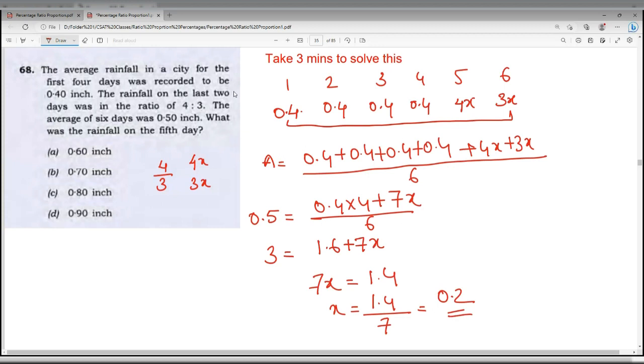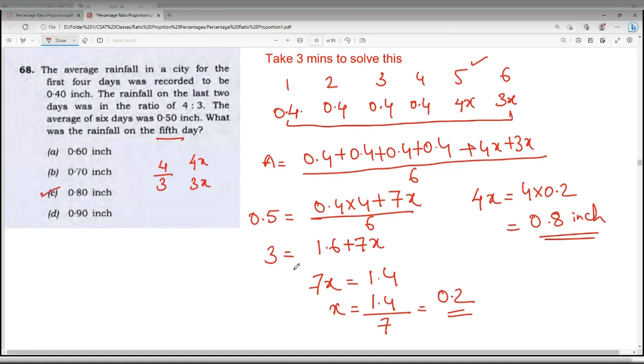And we are supposed to calculate what was the rainfall on the 5th day. On the 5th day it was 4x inches. So we have calculated x here. So 4x would be 4 into 0.2. That is 0.8 inch. So please be careful here. They have not asked what is x. They have asked the rainfall on the 5th day. The 5th day was 4x. So 4 into x is 4 into 0.2. That is 0.8. The correct answer is option C.